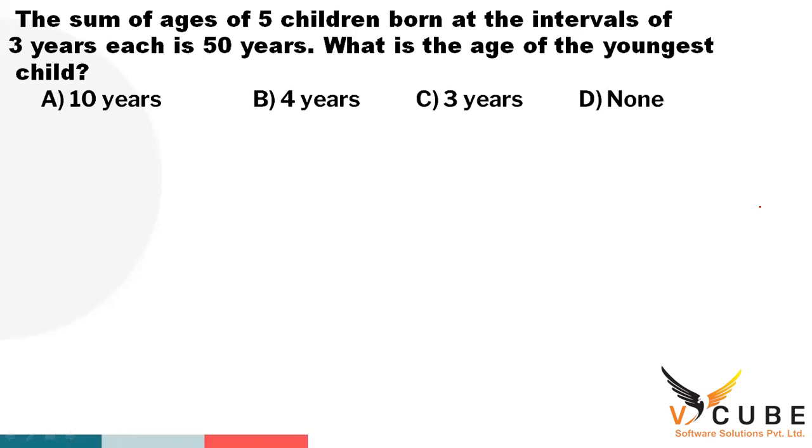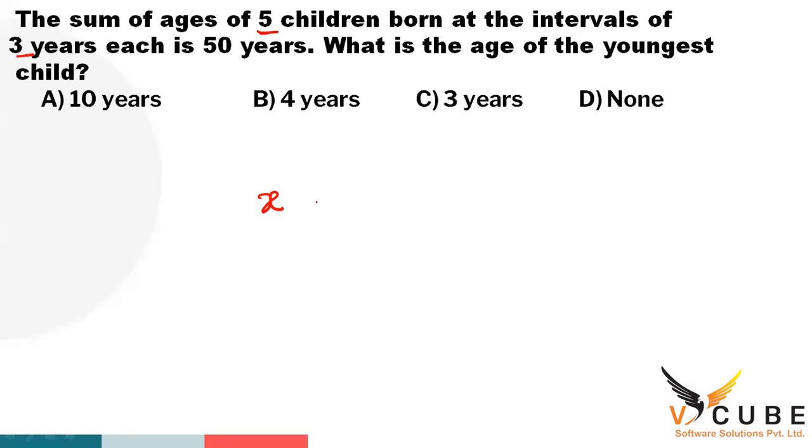Okay, listen. The sum of ages of 5 children. Five children born at intervals of 3 years. It means the gap between each child is how many years? 3 years, guys. First child's age we don't know, let it be X.